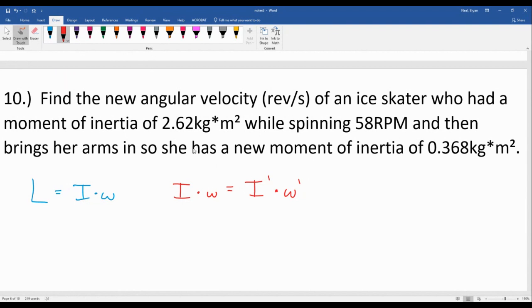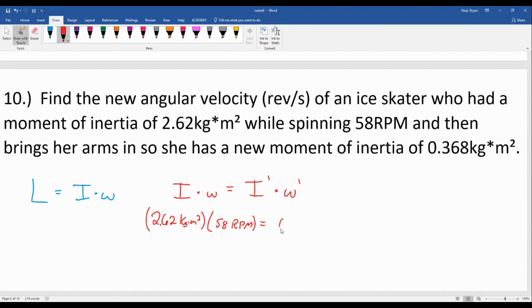All right, so initially we've got a moment of inertia of 2.62 kilograms times meter squared, and then the angular velocity at first is 58 RPM. Now, normally RPM is not very nice to deal with, but the question they had revs per second, so that's actually not too far off. We'll have a small change at the end, but so far this is working.